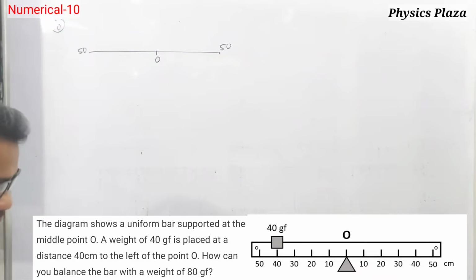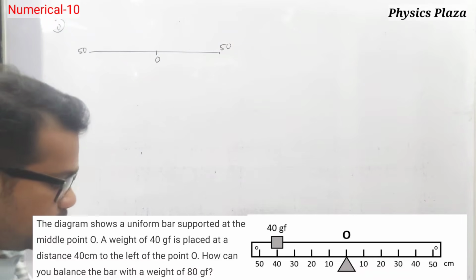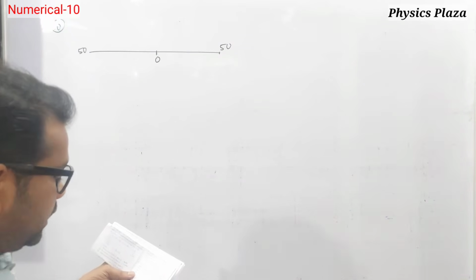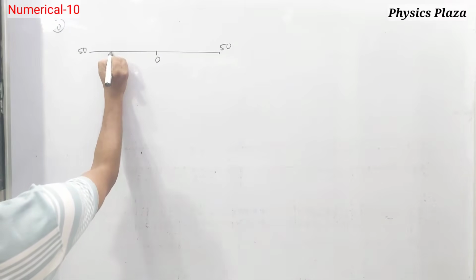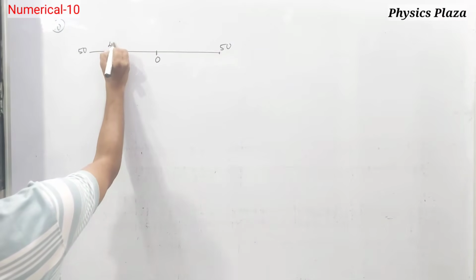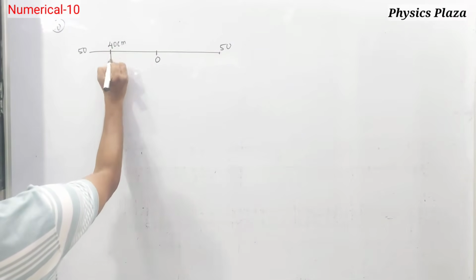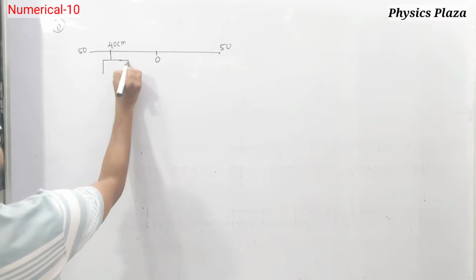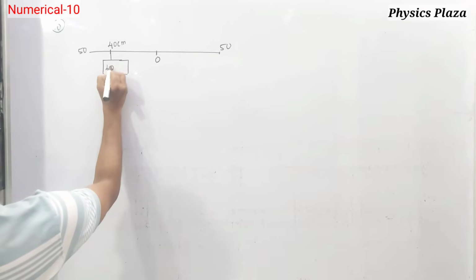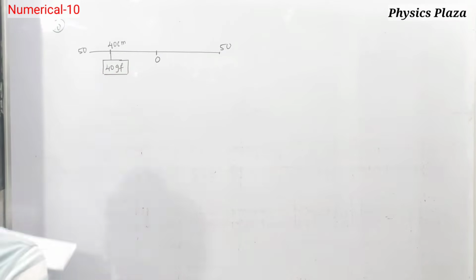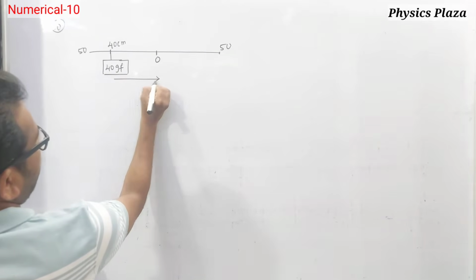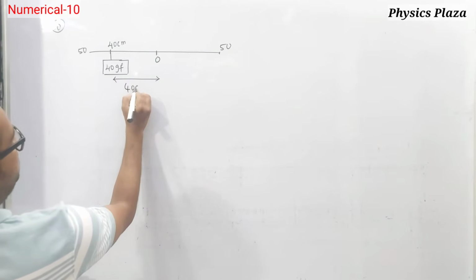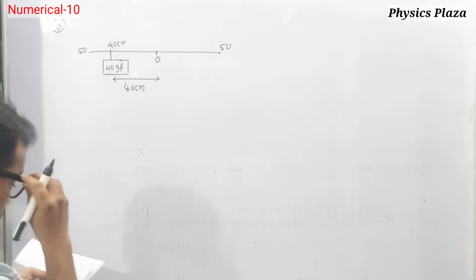It is said, children, that a weight of 40 gram force is placed at a distance of 40 centimeter to the left. So on the left side, 40 means this is a 40 centimeter mark. Here 40 gram force is placed. So this distance is going to be how much, children? Obviously 40 centimeters.